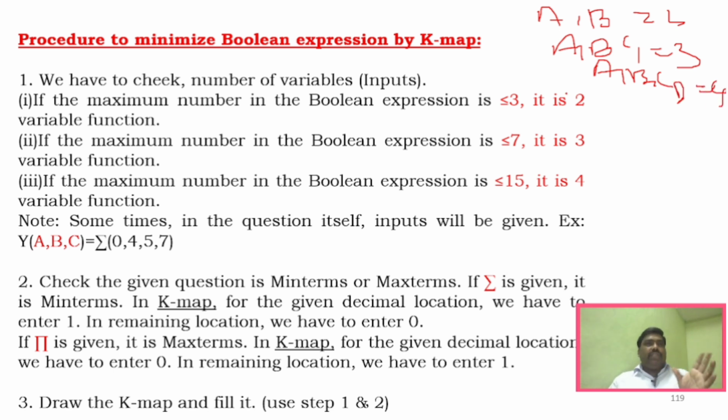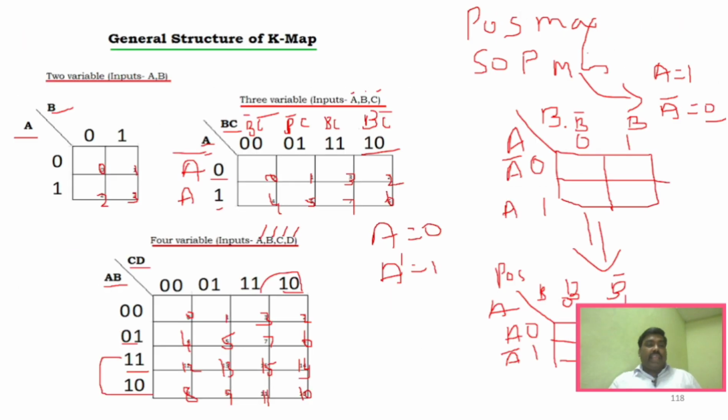And if the input variables A, B, C are not given, you can understand from the maximum value. If there is only up to 3, then it is a two variable K-map. If it is up to 7, then it is a three variable K-map. If it is up to 15, then it is a four variable K-map. That is what we have seen here. The maximum value for two variable is 3, for three variable is 7, and for four variable is 15. From this value, you can understand which K-map you are going to use.